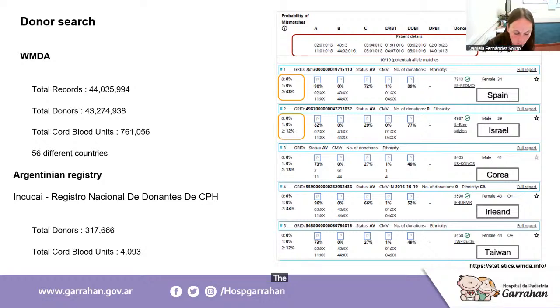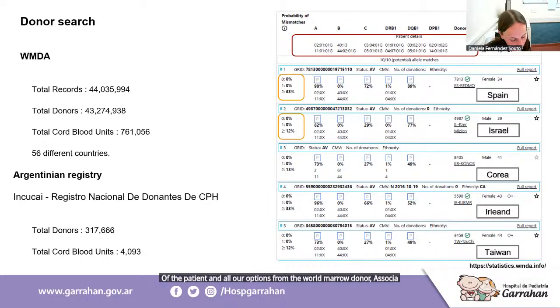The slide shows, in the red box, the high-resolution HLA typing of the patient and all donor options from the World Marrow Donor Association network, which now includes over 44 million donors worldwide. Since donor typing differs in resolution, low, intermediate, or high, we sometimes need to evaluate the population background before deciding whether to propose a potential match.